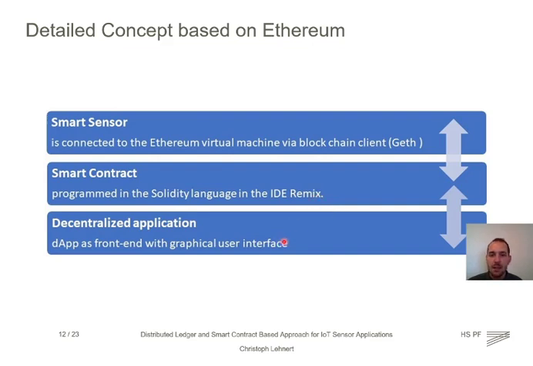A decentralized application is part of the concept so that every user can check the values of the smart sensor from the software service. It is a browser-based front-end with graphical user interface.